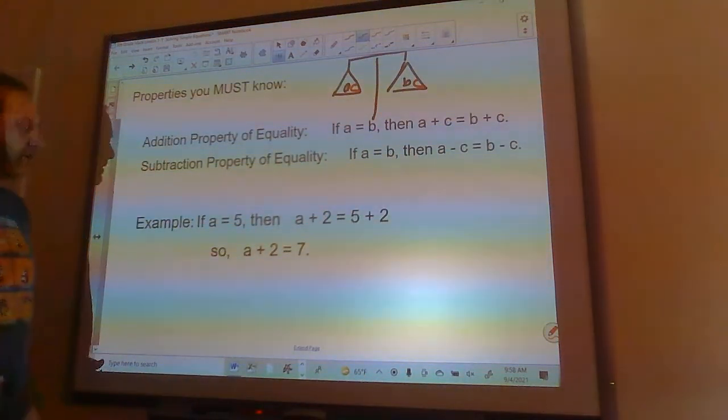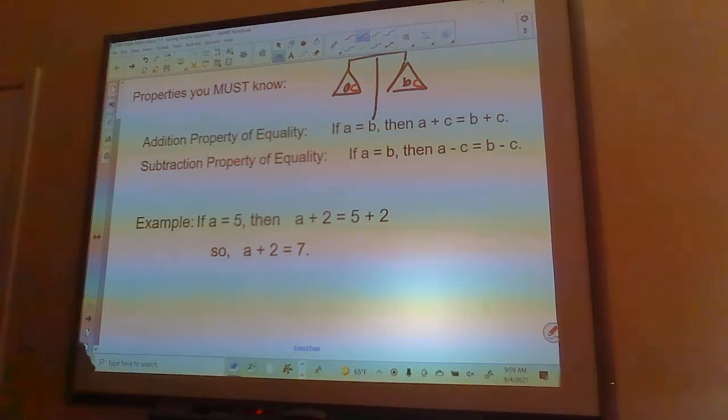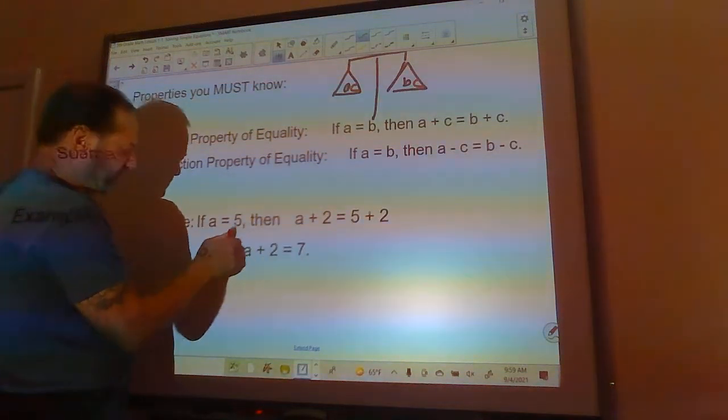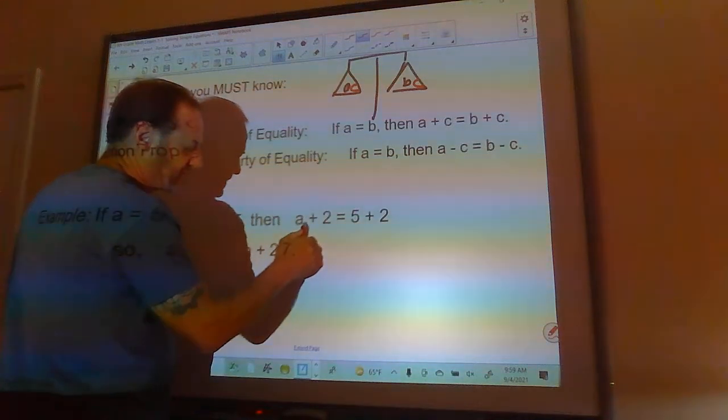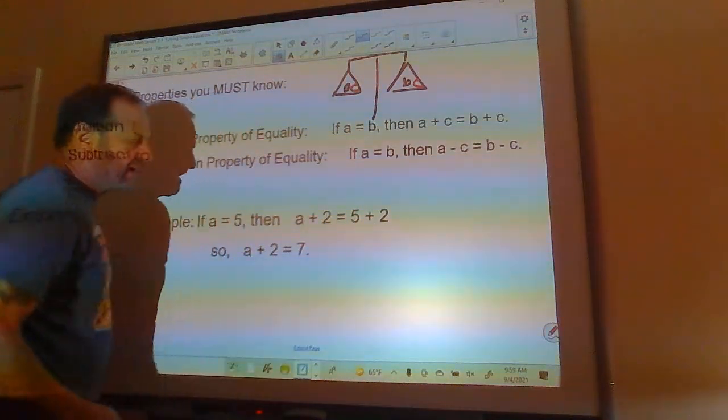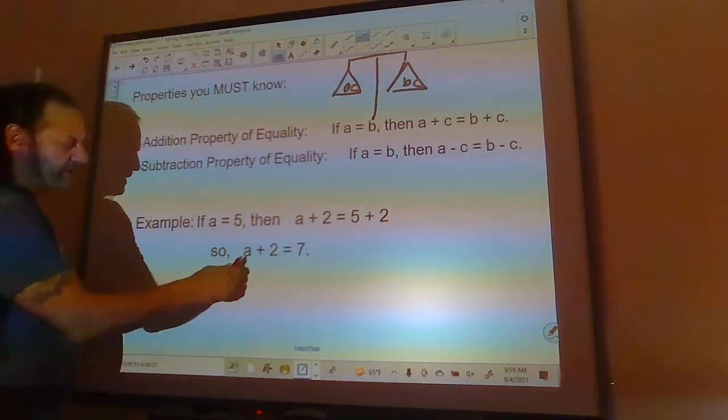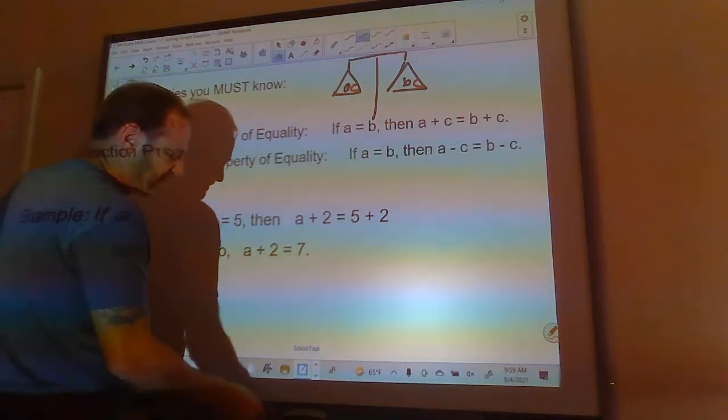Okay, so an example for you. If A is equal to 5, then, so these two things are equal. A and 5 are the same. If I add 2 to both sides of this, then A plus 2 equals 5 plus 2. And so we can say that A plus 2 is equal to 7.